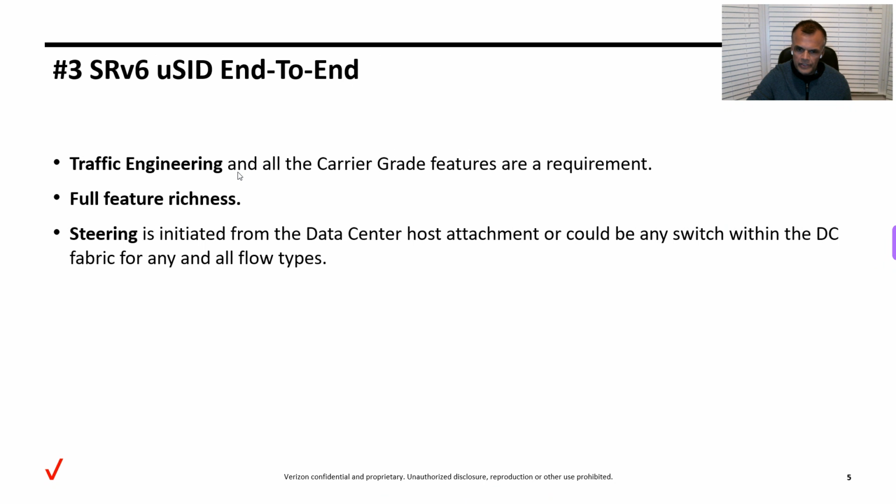So here the fabric is feature rich, so traffic engineering, all carrier grade features are a requirement for feature richness in the data center, and then steering is initiated at the data center host attachment, and or could be done on any switch within the fabric.